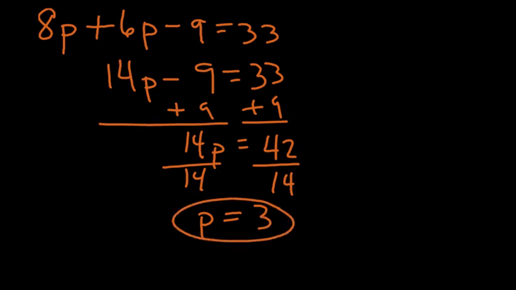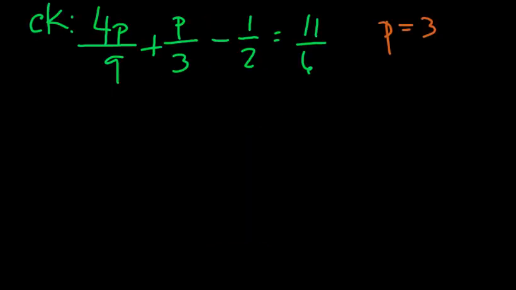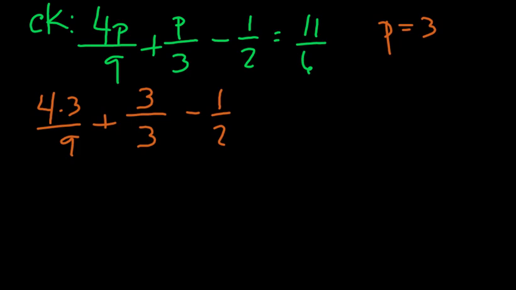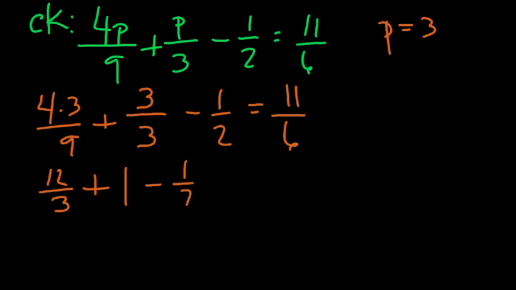Oh boy, now we get to check it in the original problem. Okay, so we think p is 3, so we're going to put 3 in for all of the p's. So, let's see, 4 times 3 over 9 plus 3 over 3 minus 1/2 equals 11 over 6. Now we're going to do the math. 4 times 3 is 12, so 12 over 9 plus 3 over 3, which is just 1, minus 1/2 equals 11 over 6.